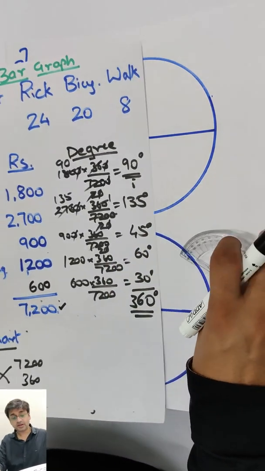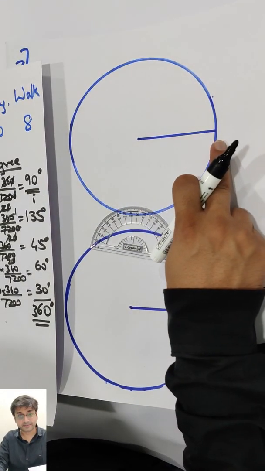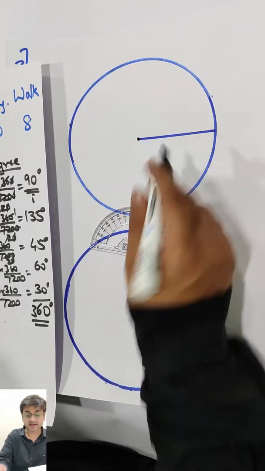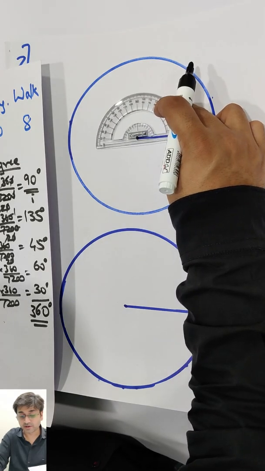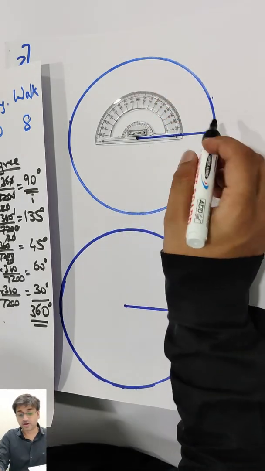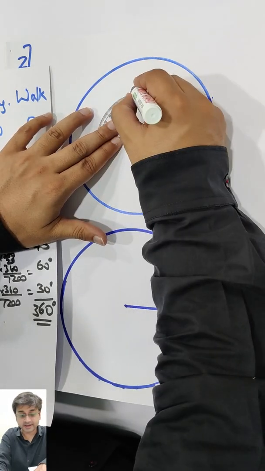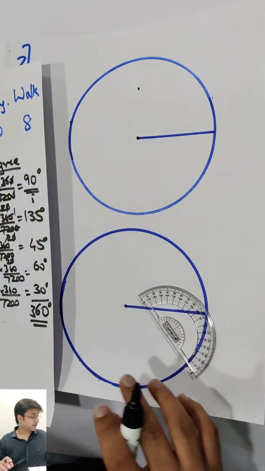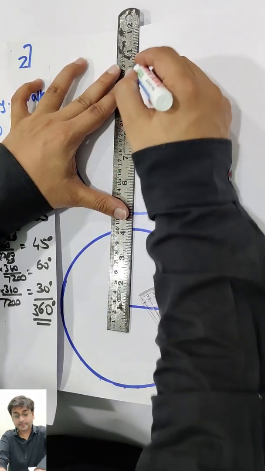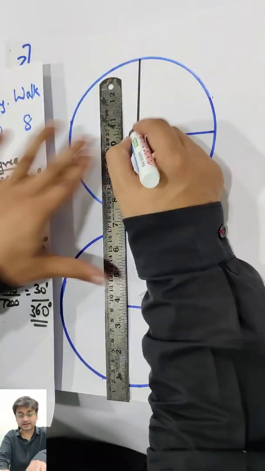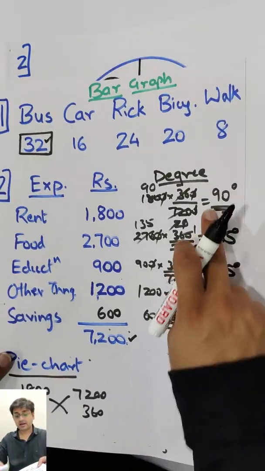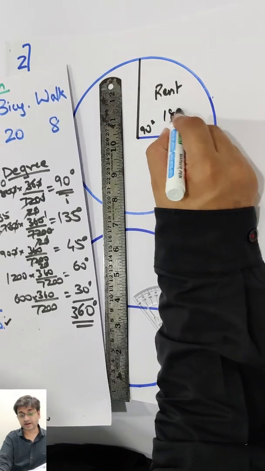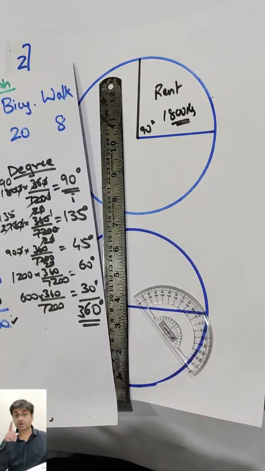So rent, the first one, rent 90 degrees. So draw a horizontal line random anywhere, and let's take this the center. So 90 degrees mark first. So keep your line. I hope you know how to mark your degrees. So this line should be on 0, and then let's mark 90. So 90 is here, and draw a line right up to the end of the circle. So this is 90 degrees. We got the first item, that is rent. So right over here 90 degrees, right over here rent. Alright, and how much is rent? 1800 rupees. So write that also as 1800 rupees. So we got the first item.